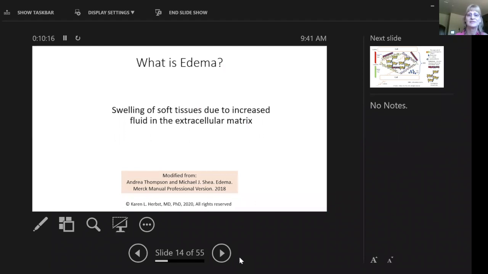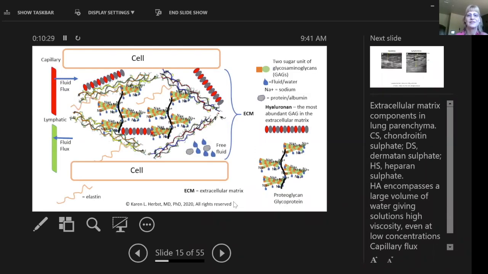Moving on to edema. What is the definition of edema? It is swelling of soft tissues due to increased fluid in the extracellular matrix. So I made a picture of the extracellular matrix. Here we have a cell, another cell, and here's our extracellular matrix. We also call this our intercellular space.